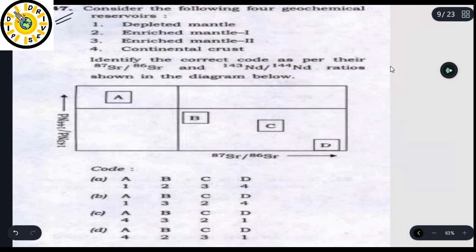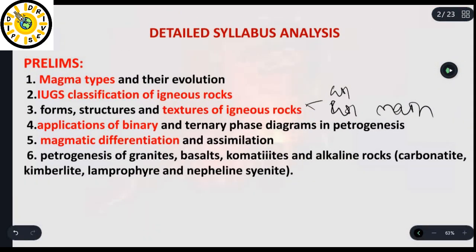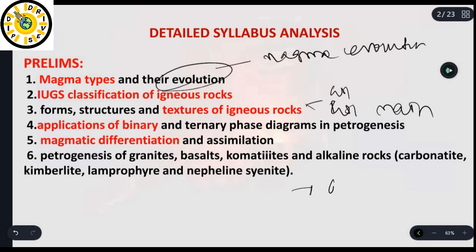Question number 47. Consider the following 4 geochemical reservoirs. So it is a question from the mantle reservoir. See, if you look at the syllabus, there is no mantle reservoir as such, right? Only magma, its evolution is there. And this type of mantle reservoir should be correlated with isotope geochemistry.